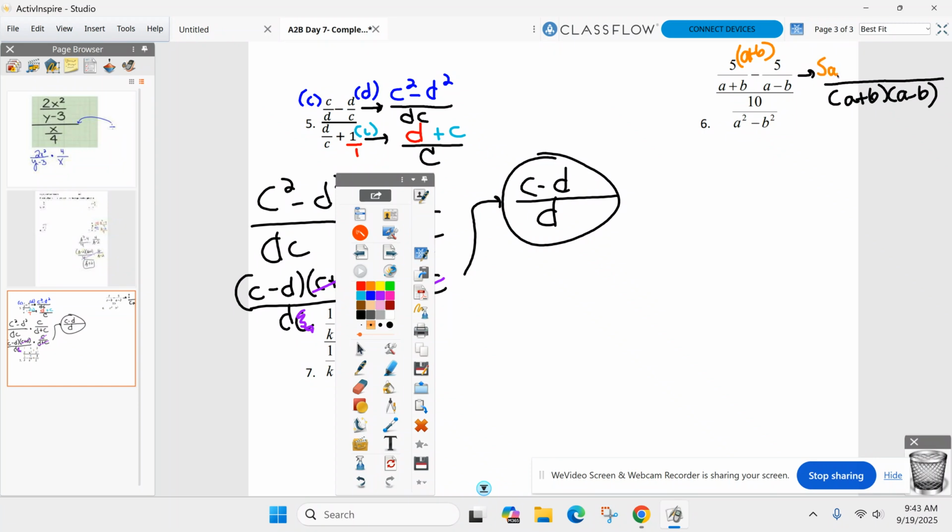5A. Yep. And then minus. Whoa, ready? Just distribute the 5. And then 5B. Yep, I'm not even to this next fraction yet. Just distribute the 5.